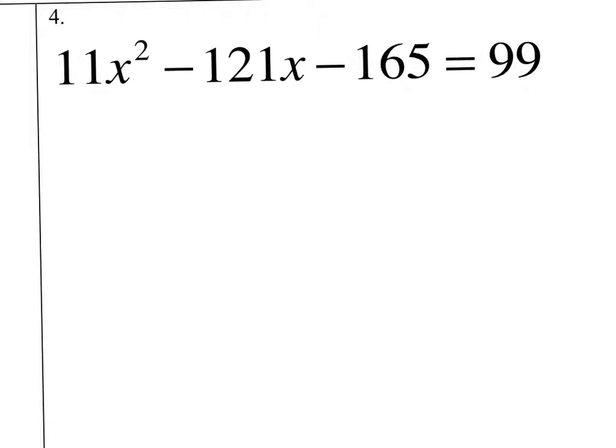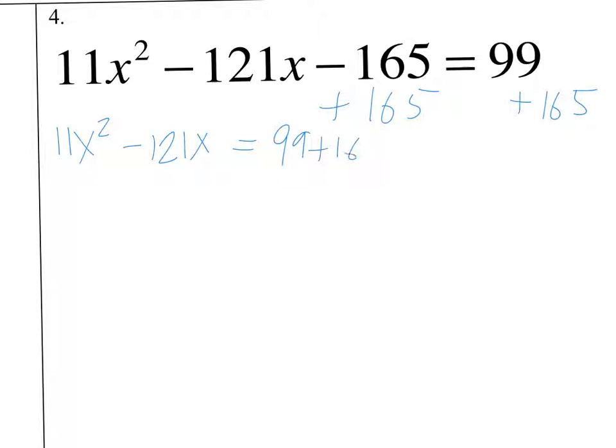All right, here we're going to complete the square. I need to clean this one up, so I might start by adding 165 to both sides. So I get 11x squared minus 121x is equal to 99 plus 165. At this point, I'm going to divide everything by 11. Don't know why I didn't combine those two first, but that's okay.